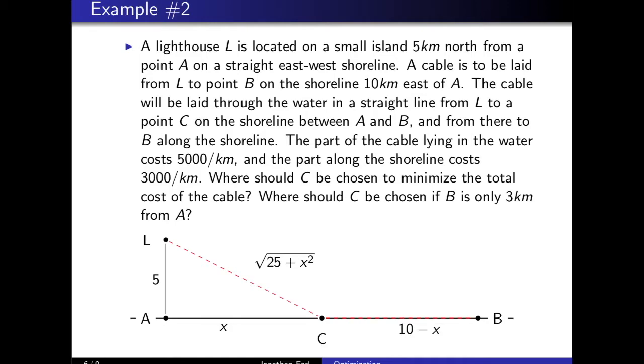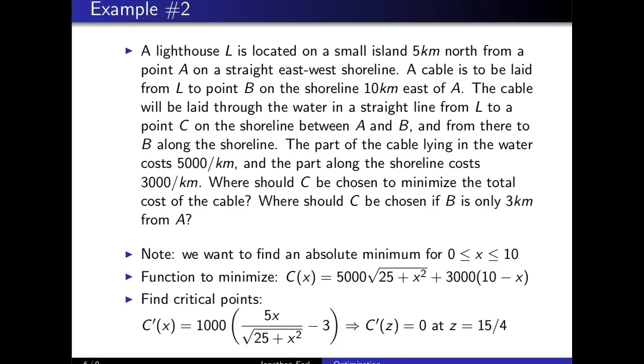So we can slide x anywhere between 0 and 10, and we're just looking for an absolute minimum. Okay, so the cost that we want to minimize is going to be 5,000 times the length of the cable going through the water, so that'll be the hypotenuse of that triangle. So 5,000 times the square root of 25 plus x squared. And then the cost of putting the wire along the shoreline, so 3,000 times 10 minus x.